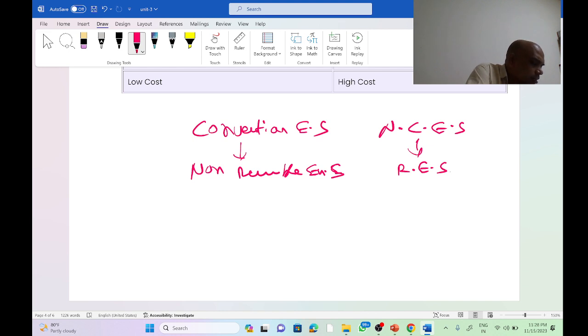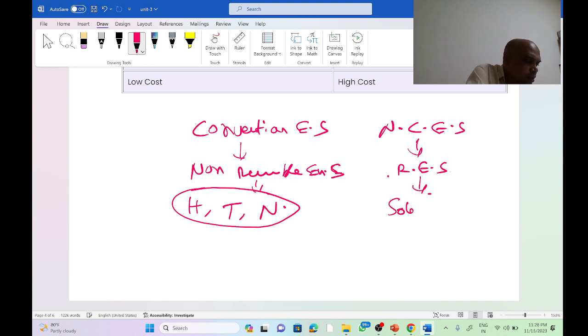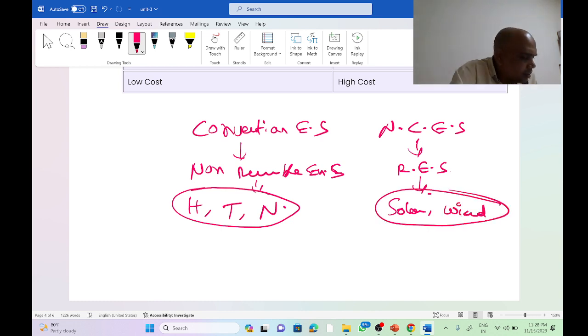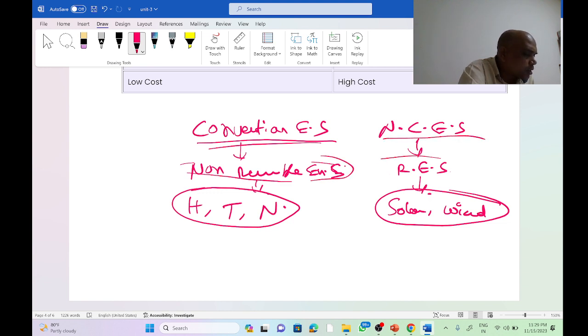So what are the conventional energy sources? Hydro, thermal, nuclear. These three come under non-renewable energy sources. But coming to renewable energy sources, solar, wind. So conventional energy sources are also called non-renewable energy sources. Non-conventional energy sources are also called renewable energy sources. What are the examples for non-renewable energy sources? Hydro, thermal, nuclear. What are the examples for renewable energy sources? Solar, wind.